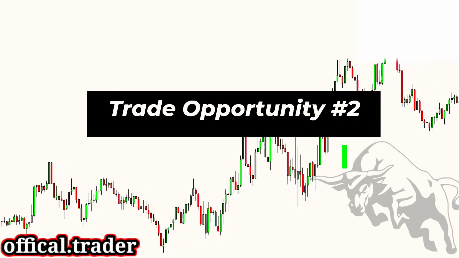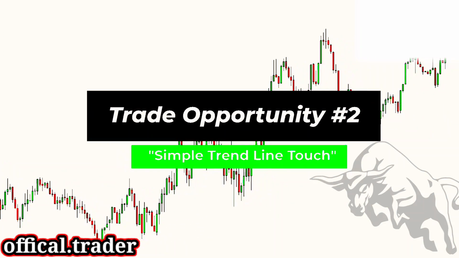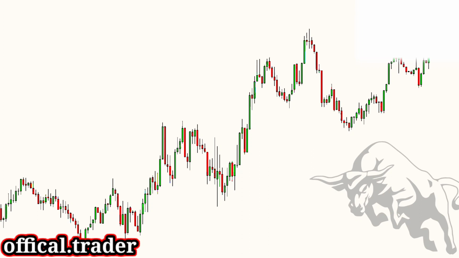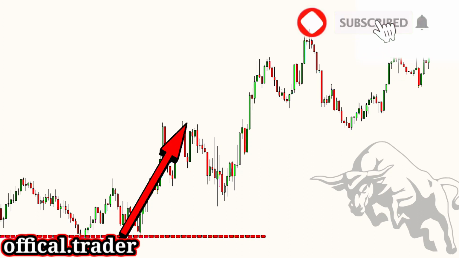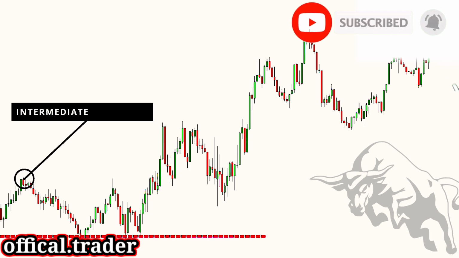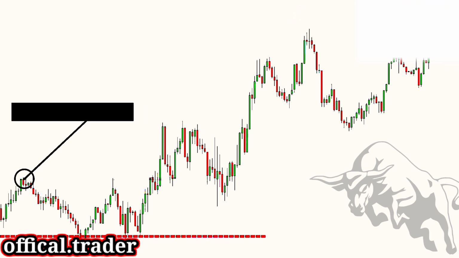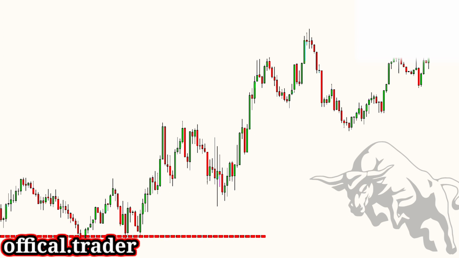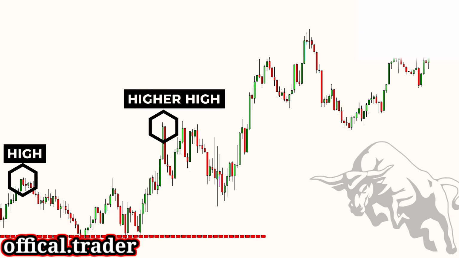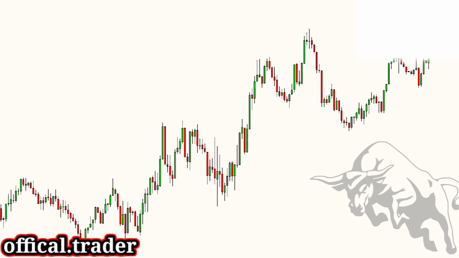The second trade opportunity comes in the form of a simple trendline touch. Price has reversed off the key level we were at just a moment ago and has just broken an intermediate swing high. This now puts us in a position where price is making higher highs and higher lows, so we would be on the lookout for a buy trade.